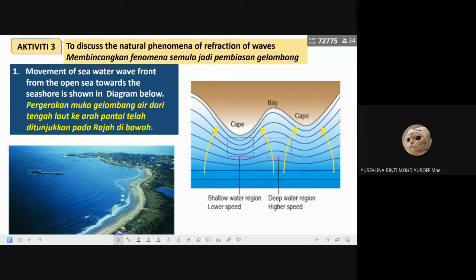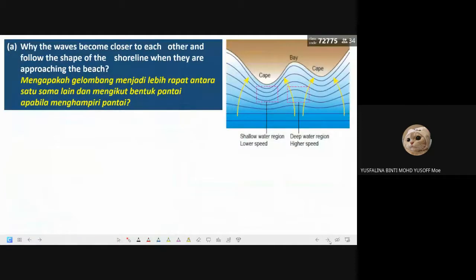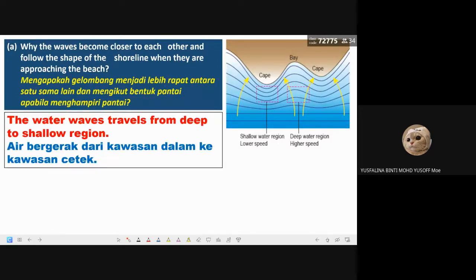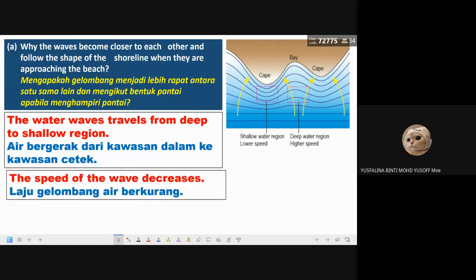So this is why the shape of the wavefront is different between the cape and the bay, right? So why does the wave become closer to each other and follow the shape of the shoreline when they are approaching the beach? The water wave travels from the deep to the shallow region, right? This is the deep region, and then it travels to the shallow region. So the wavelength and the speed of the wave will be decreased.